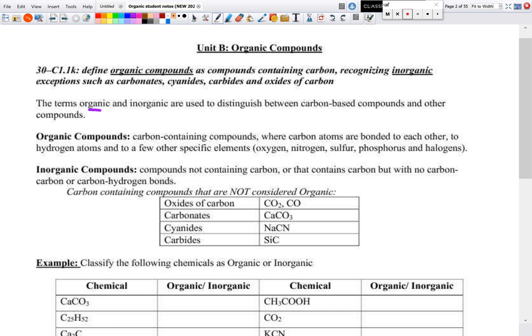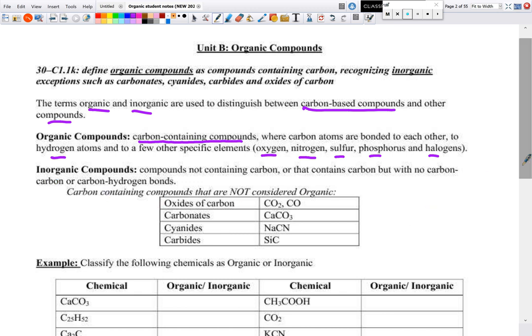So we have terms organic and inorganic compounds are used to distinguish between carbon-based compounds and others. So our organic compounds are going to be carbon-containing compounds, where carbons are bonded to each other, to hydrogen atoms or other specific atoms, mostly oxygen, nitrogen, sulfur, phosphorus, and our halogens. Now, our inorganic compounds do not contain carbon, so they will have no carbon-to-carbon or carbon-hydrogen bonds.